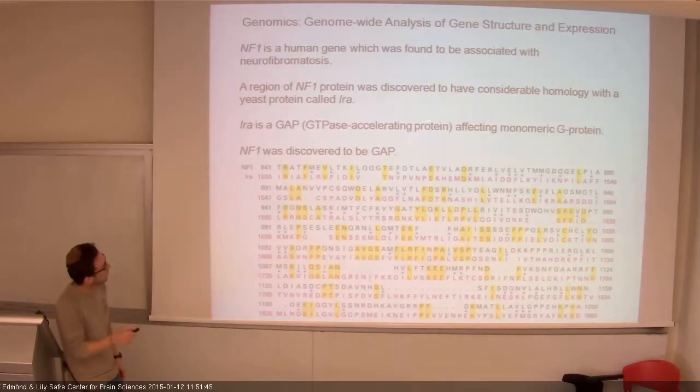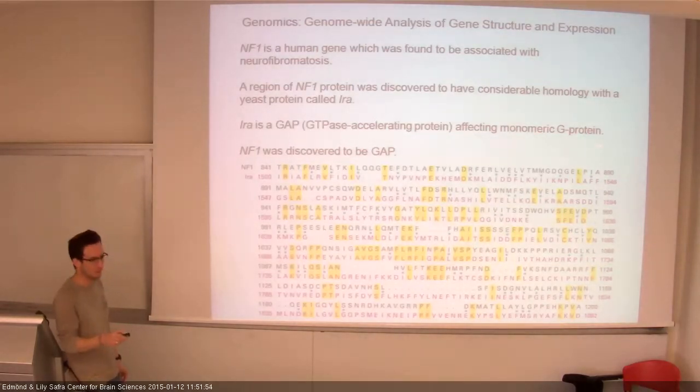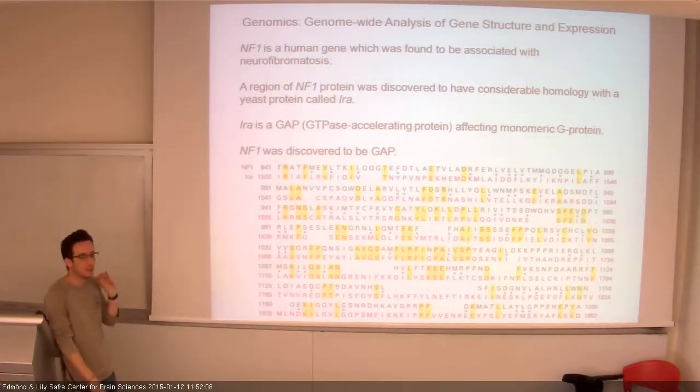It's a GTPase accelerating protein. We know exactly what that means, affecting the monomeric G protein, and we also know exactly what that means, right? This is the RAS family of genes. Later on it was shown that NF1 in humans functions in a similar way and is a GAP as well, which regulates the efficiency of the RAS protein that has to do with cell proliferation. This is exactly the reason for the increased proliferation in the peripheral nervous system that causes the bumps that appear in this syndrome.